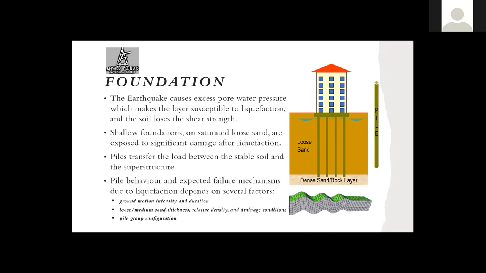However, if the sand is dense and there is a minimum void ratio between the particles, that decreases the liquefaction phenomenon. Also, the drainage condition: if there is a drainage condition up and down the sand, that makes it more or less susceptible to liquefaction, because the water can escape and it will not start to rise. The other thing is the pile group configuration, the spacing between the piles and the diameter of piles. And we have just published a paper mentioning that a change of the pile diameter affects the triggering of liquefaction, even in dense sand.